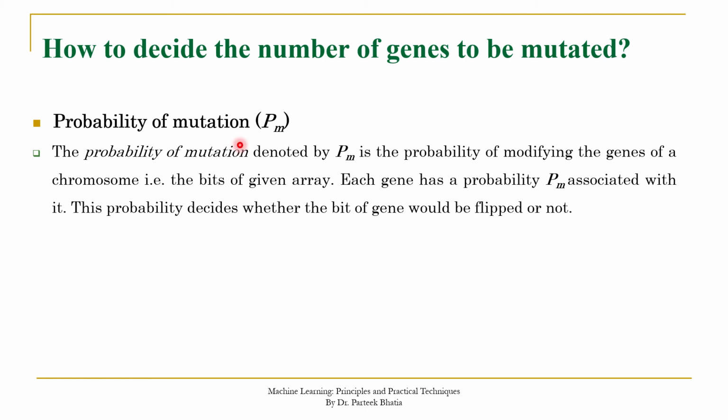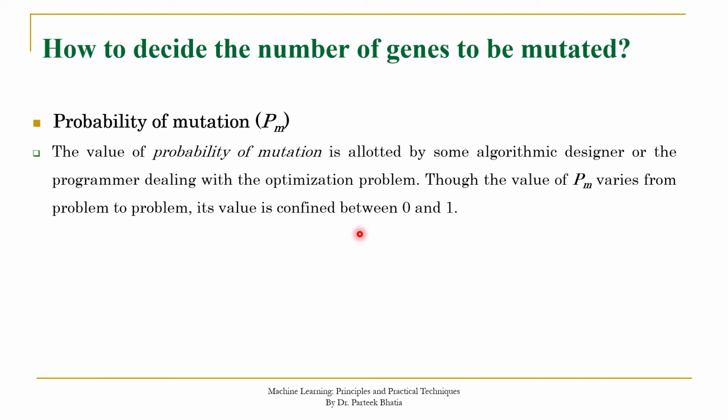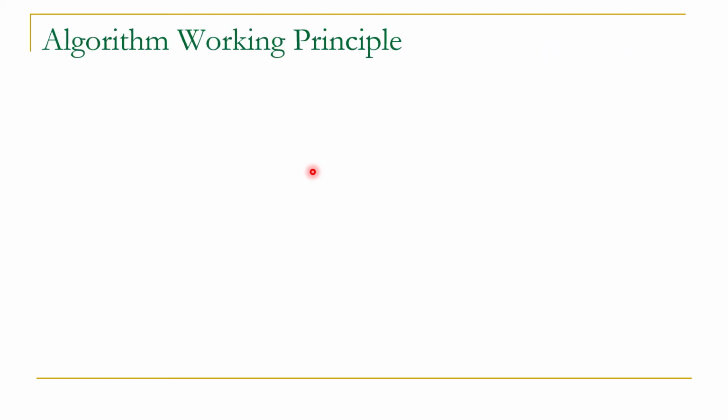The programmer has to define the value of probability of mutation between 0 and 1, and this particular number helps us decide the number of genes that will be mutated in the process of mutation. Now let us understand the working principle of this algorithm.